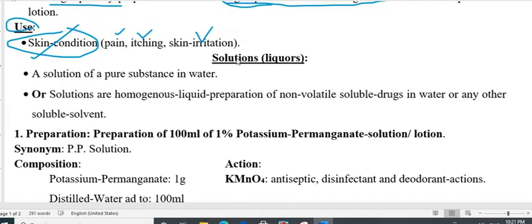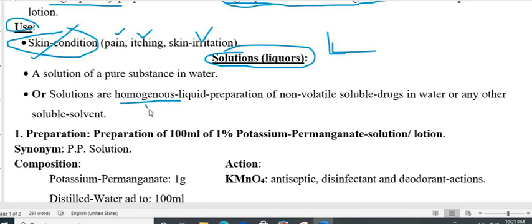Now we have to go through the solution that we mentioned earlier. This is also a liquid preparation. Solutions or liquors are liquid preparations and usually homogeneous, not like the lotion, which is a suspension.